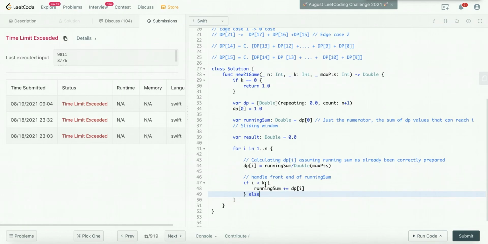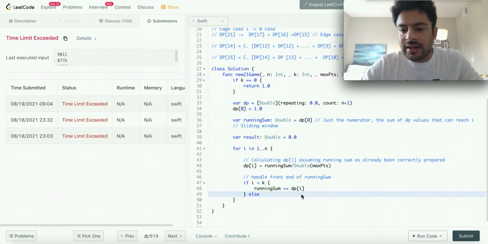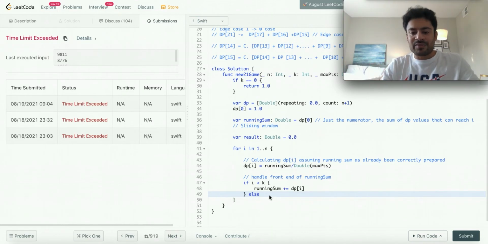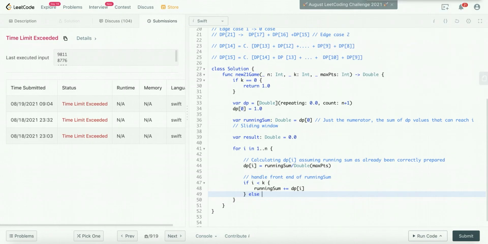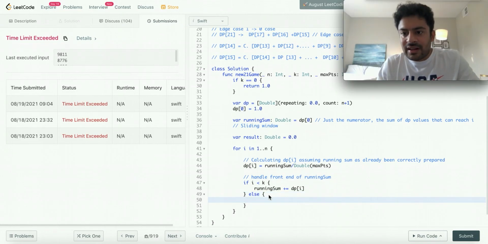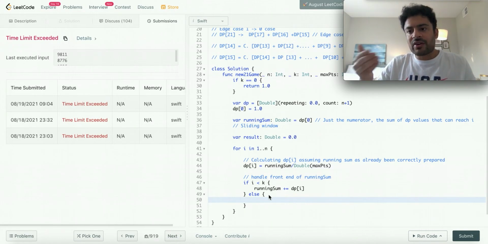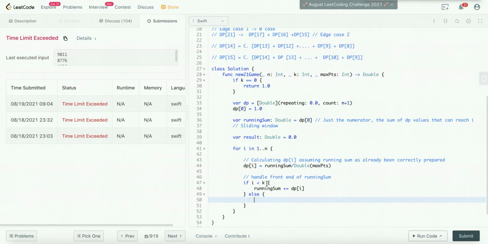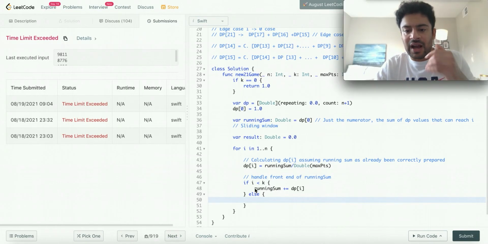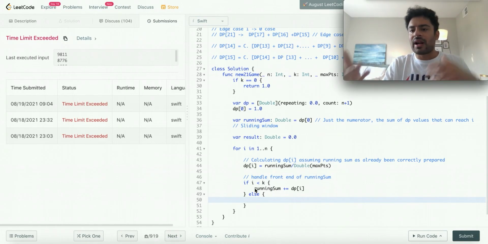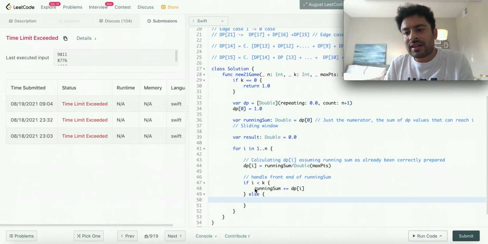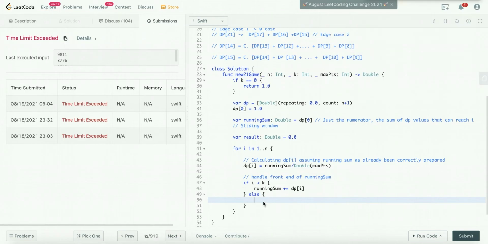If I is less than k, we can freely add dp of I to the running sum. If not, we cannot add it. But here's the elegance: what we can do is actually add it to the result, right? Because the result will only contain dp values which start from k and go until n, and this for loop ends at n. If we are at the threshold or at any value greater than the threshold, we can't add it to the running sum, but we can add it to the result. So let's just do that.